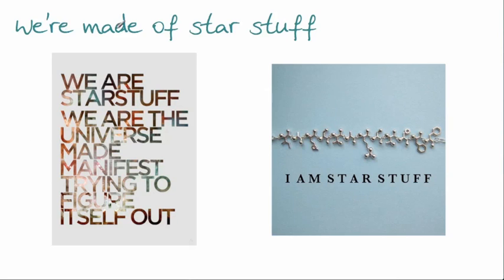Last but not least is this notion that we think we're made of star stuff. Now, I really like this, that we are star stuff. We are the universe made manifest, trying to figure itself out. This is a neat little necklace here that you can buy, I guess. But this term, star stuff, actually came from an astronomer named Carl Sagan. So again, he was actually quite influential. He was not only a very good astronomer, but very good at explaining things. He did it much, much better than I could.